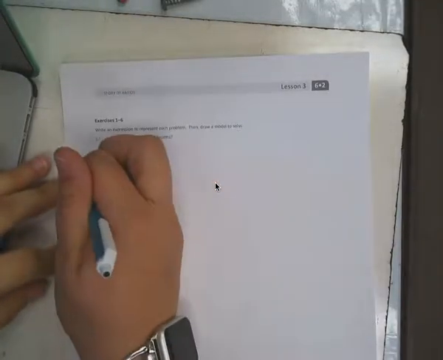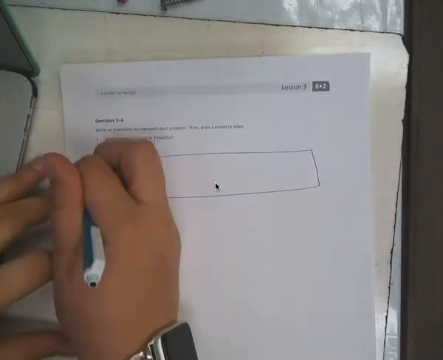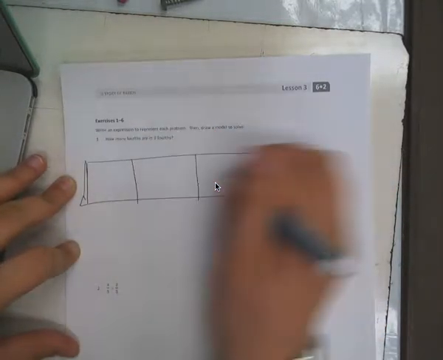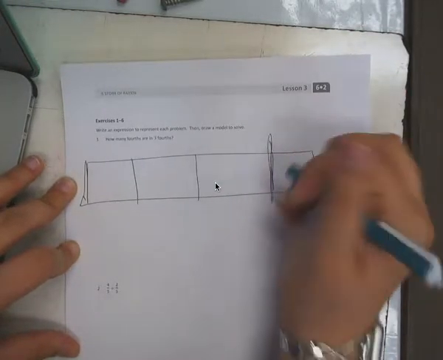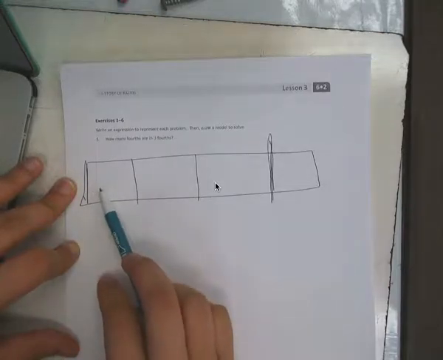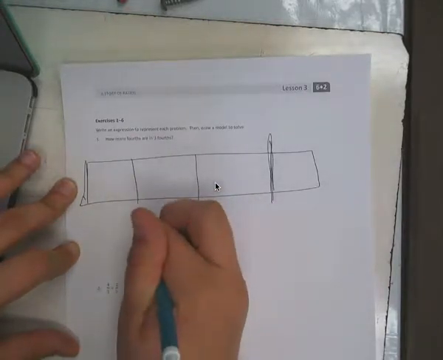Okay, here are our answers. How many fourths are 3/4? Start by splitting it into fourths. And then you have 3 of those. How many fourths are in 3/4? You've got 1, 2, 3. There's your answer.